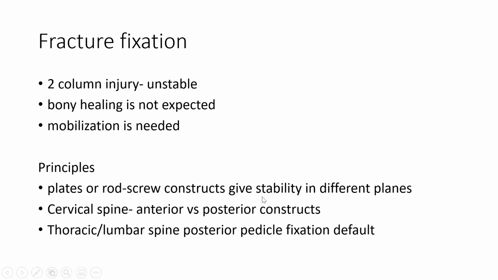Okay, so in general, rod-screw constructs or plates give different plane stability. In the cervical spine, we have a choice to go from the front or the back, and a lot of that choice depends on what we're trying to achieve. If you want to decompress a cord and the compression is anterior, we go from anterior. If the cord has posterior compression, like ligamentum flavum, you may want to go from posterior. So that decides us. The thoracic and lumbar spine are defaulted from behind. The pedicle screw is available, very strong fixation, and most of our thoracic lumbar surgery is from posterior.